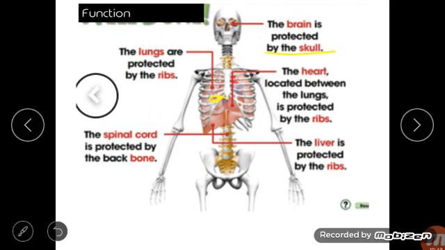The heart is also located here, children. Before that, the rib cage is there. So the heart, located between the lungs, is protected by the ribs. Now the spinal cord: here you can see the spinal cord is protected by the backbone, and the liver is protected by the ribs. I have told you that floating ribs are also there.